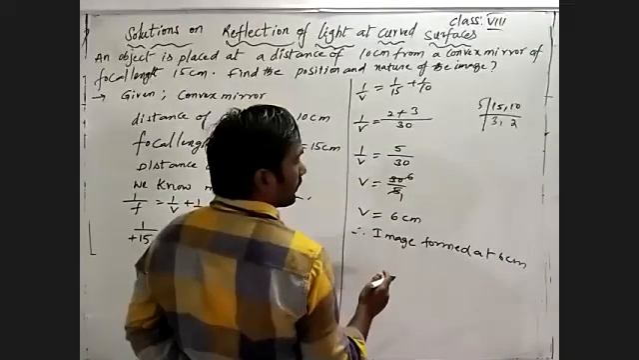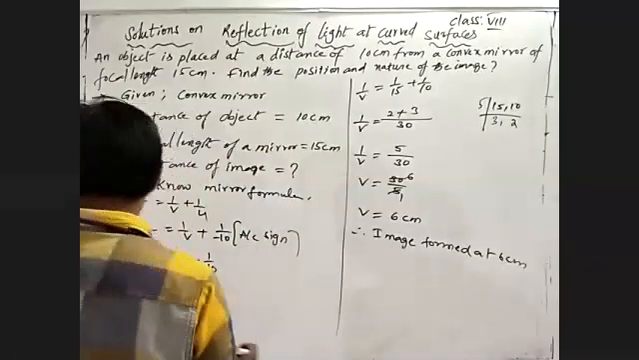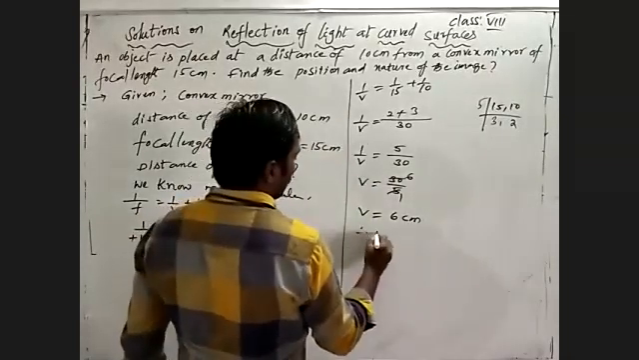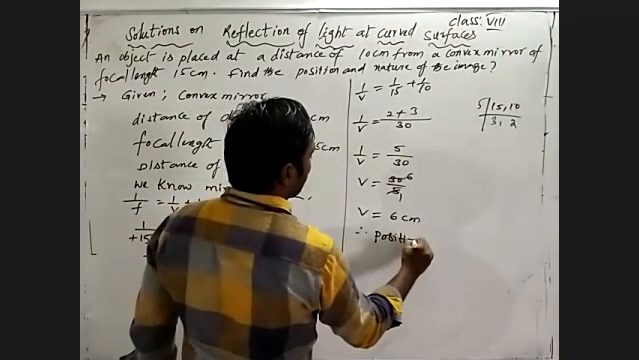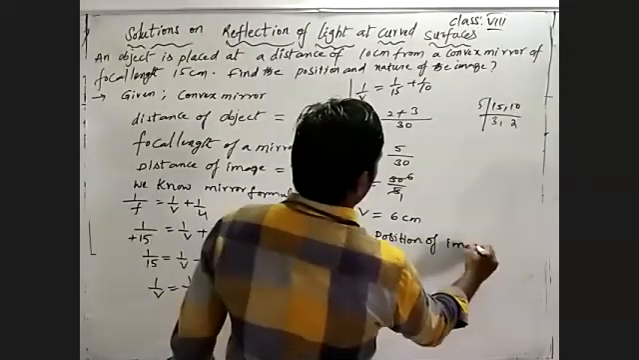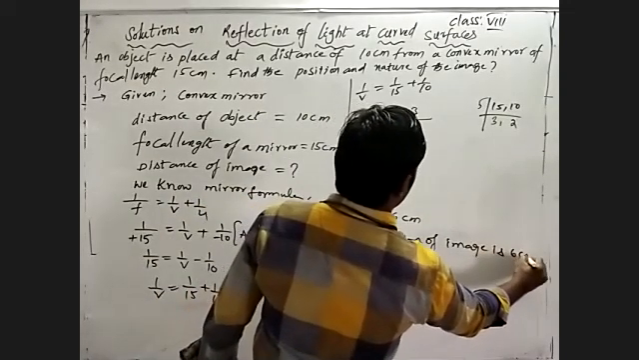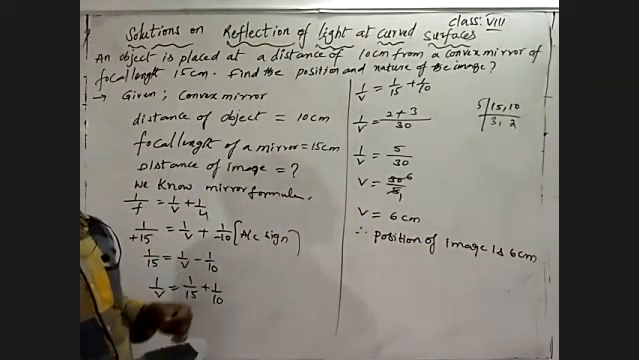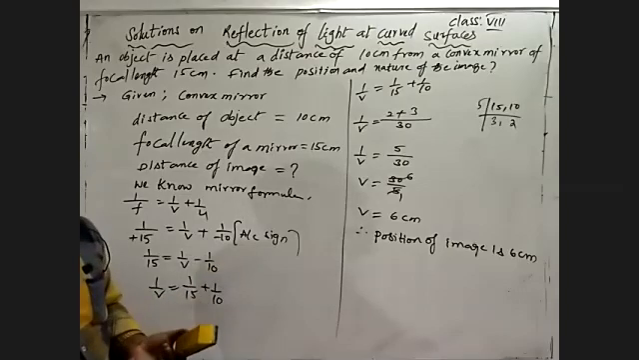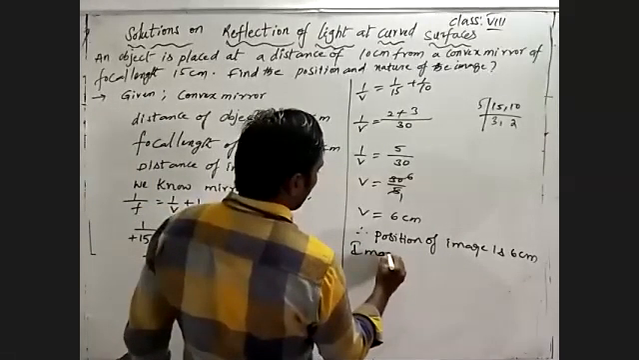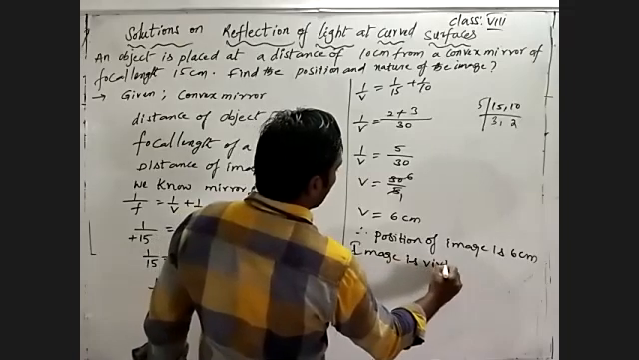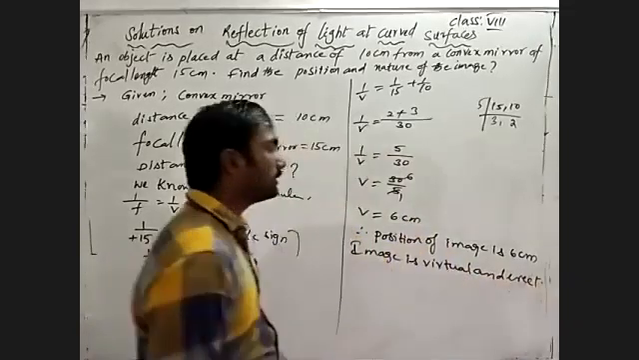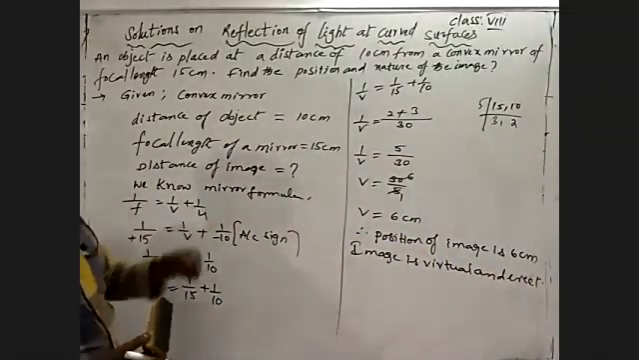Okay? Inside the mirror. Otherwise, the position of the image we can write: therefore, position of image is 6 centimeter. It is positive. Positive means formed inside the mirror, that is, beyond the mirror. So image is virtual and erect. So position and nature came.